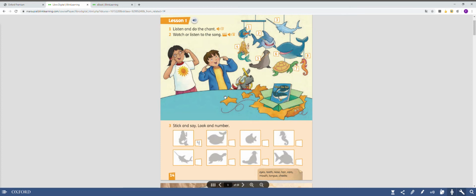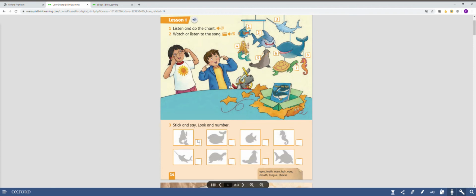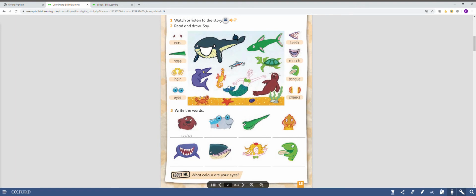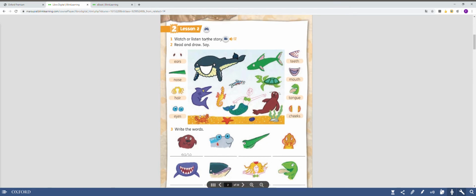Ahora, luego de identificar cada una de las partes del cuerpo, vamos a pasar a la siguiente página. Page number 15. Página número 15, miren. En esta página vamos a ver una historia. Y luego de ver la historia, tenemos que dibujar. Pero primero veamos la historia, ¿cierto? Así que atentos. Watch or listen to the story. Pay attention to the story.